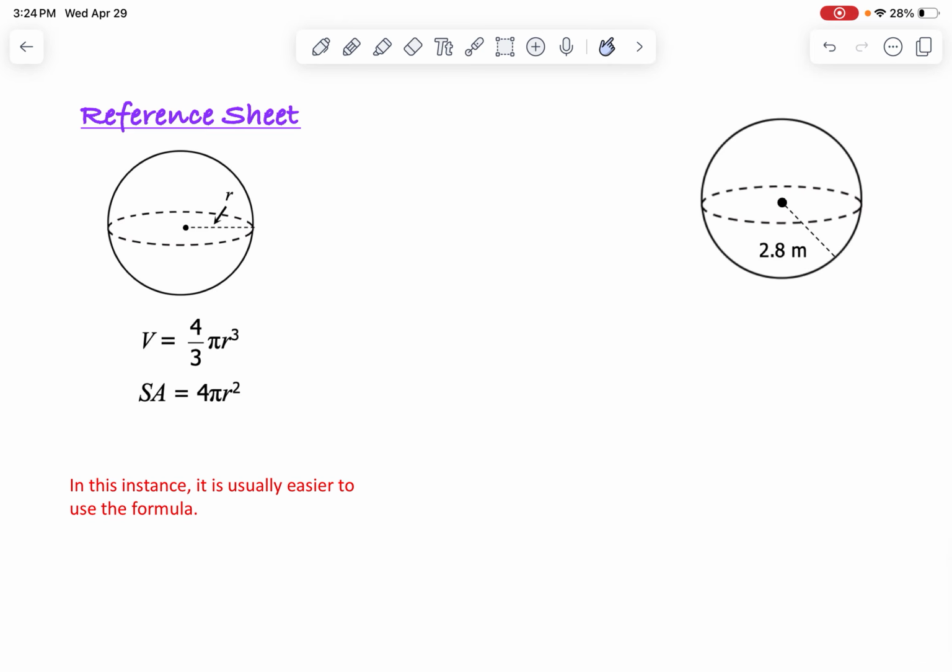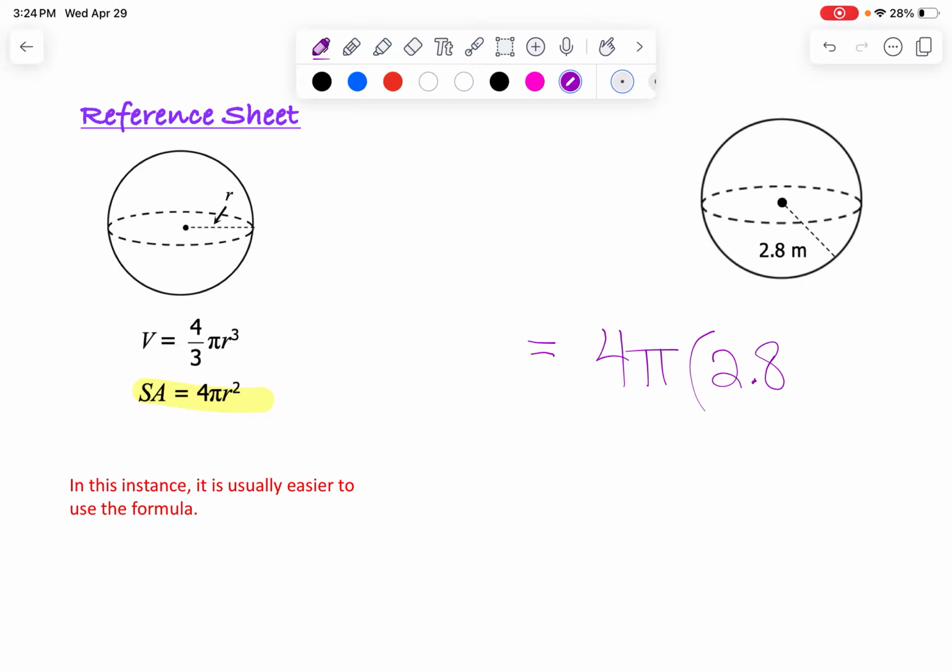And then I want to take a look at a composite figure. But for a sphere, the surface area is simply just this formula right here. And this is pretty simple to use, right? 4 pi times 2.8 squared. And then you want to type that into your calculator.